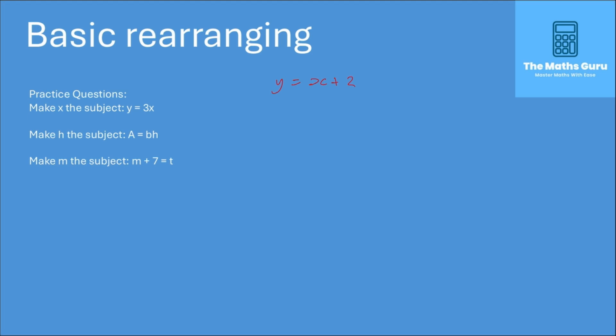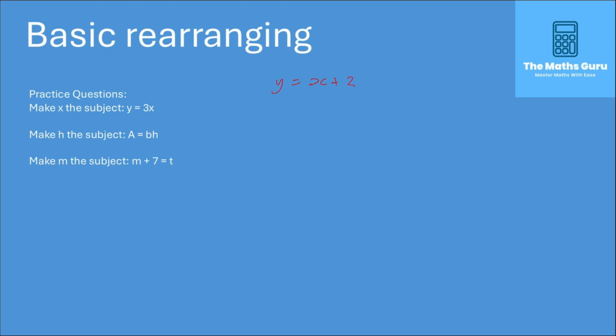We can see that x is being applied by an operation of plus 2. It's being added to 2. And we want x to be alone by itself on one side of the equation. It doesn't matter on the left side or on the right side, but in this case, we'll just make it on the right side.